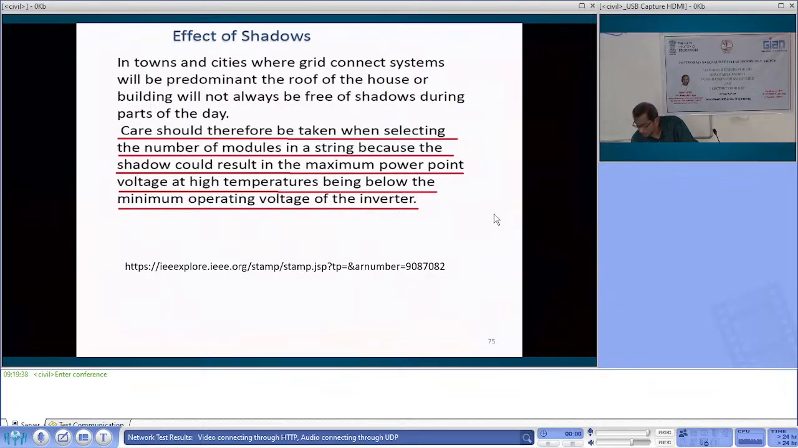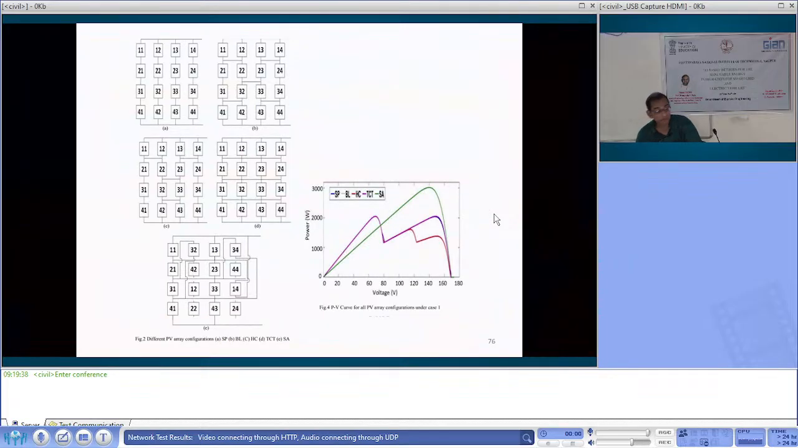So for shadow, these are the details given in our paper. The scholar considers various configurations: series parallel, then honeycomb structure, bridge link, total cross tied, and lastly the array system. Here in these plots, when you get multiple peaks, it is due to the shading. Then an optimization problem you have to apply, which will give the optimum value, because this will not give only one value, and therefore this problem is to be tackled.